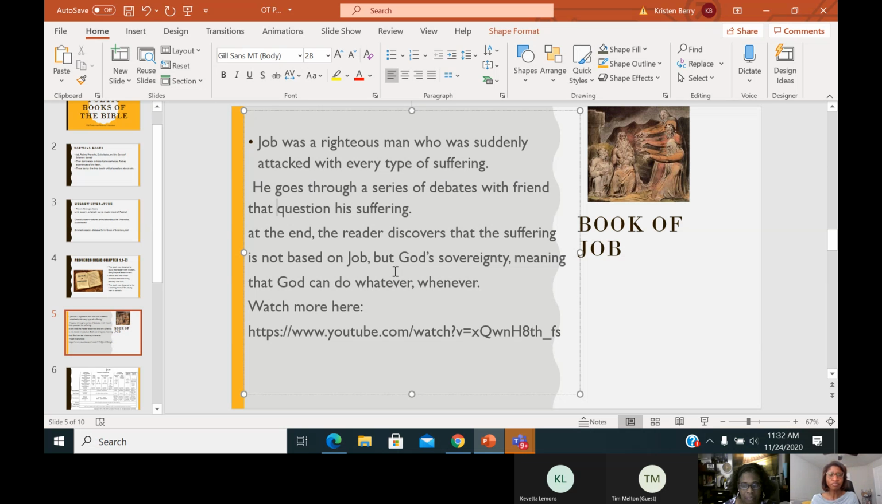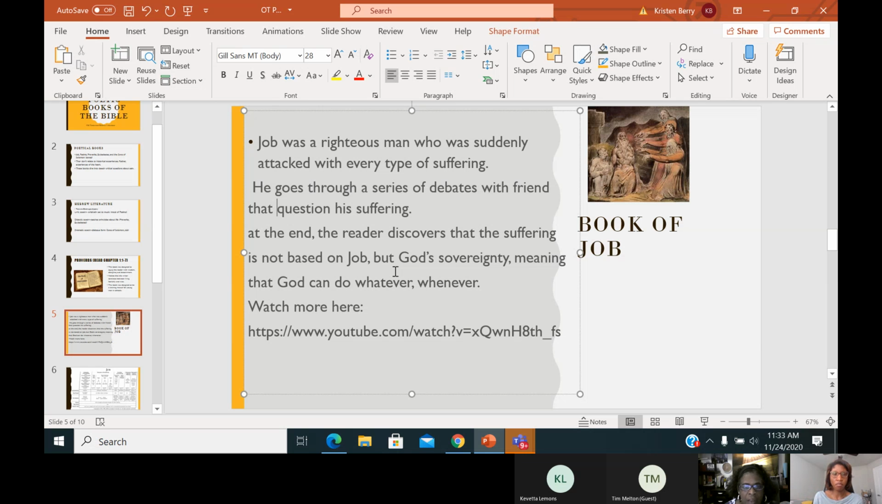And so at the end of the book, the reader discovers that Job's suffering isn't really anything that he did to himself or that he did to his family, but it was simply God's sovereignty. And sovereignty simply means that God is in control, can do whatever he wants to. There you go.